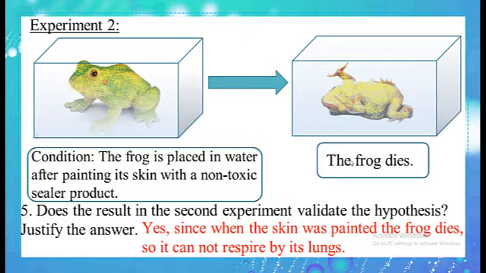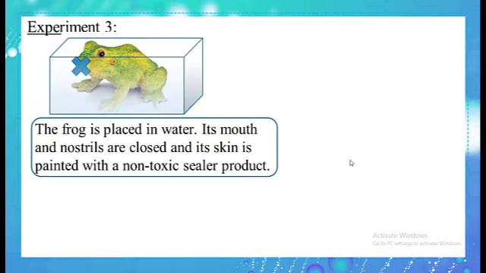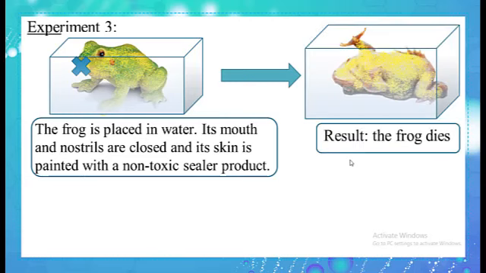Now experiment number 3: the frog is placed in water. Its mouth and nostrils are closed and its skin is painted with a non-toxic sealer product. So we closed its mouth, we closed its nostrils, and also we closed its skin by painting it with a non-toxic sealer product. The result obtained: the frog dies.